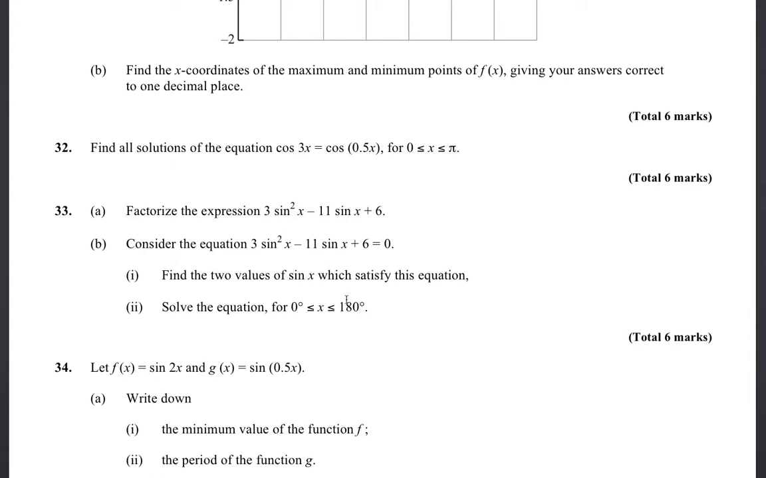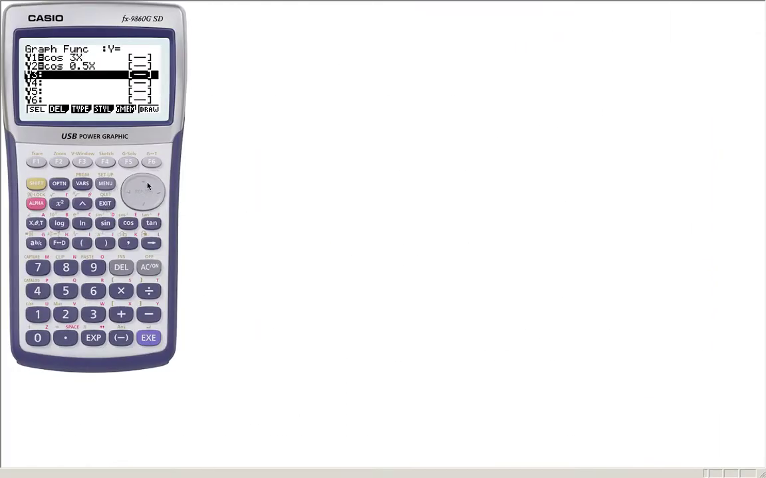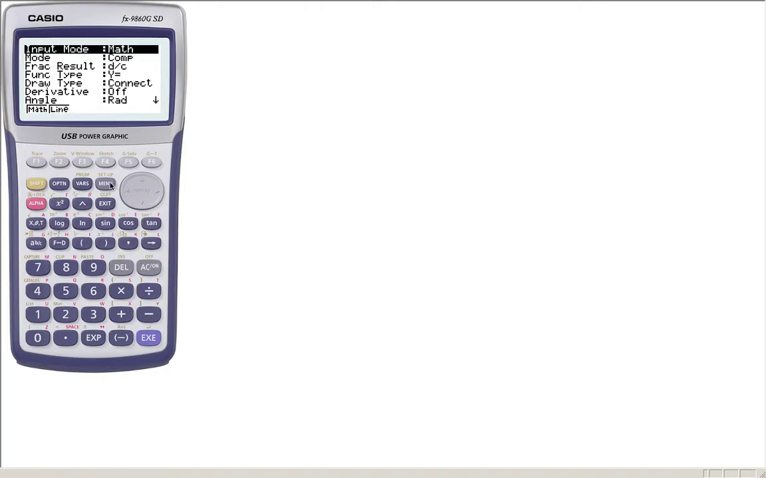So let me find sine inverse of 2 by 3 on the calculator. So exit. Menu, run mode, and then let me change it to degrees. Okay, so I'll find sine inverse of 2 by 3. This will give you an acute angle, so 41.8 degrees.